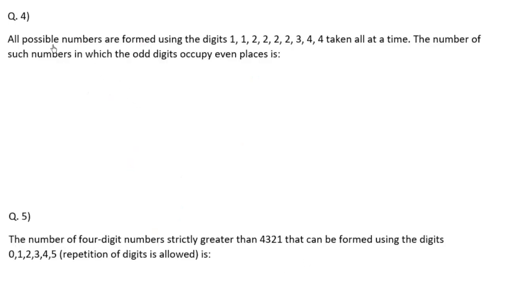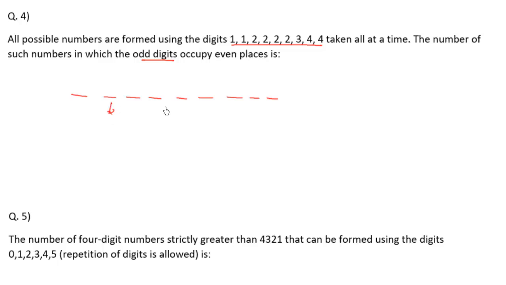Now let us take the fourth question. It says that all possible numbers are found using these digits. So we have to count the number of digits. This is 1, 1, 2, 2, 2, 2, 3, 4, 4. So there are 9-digit numbers. And the number is such that the odd digits occupy the even places.